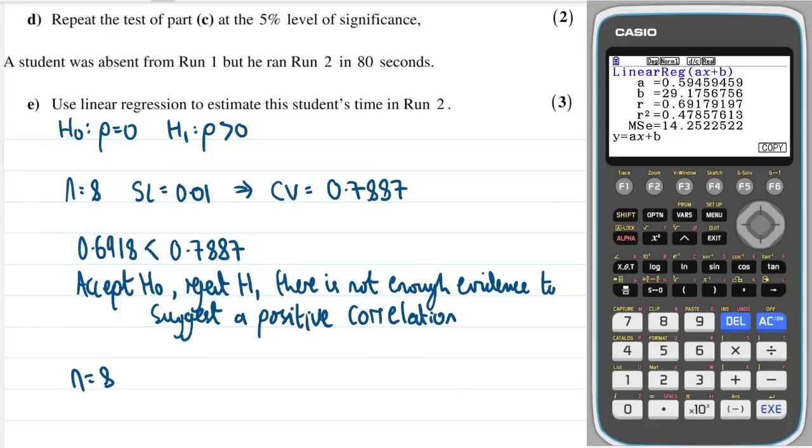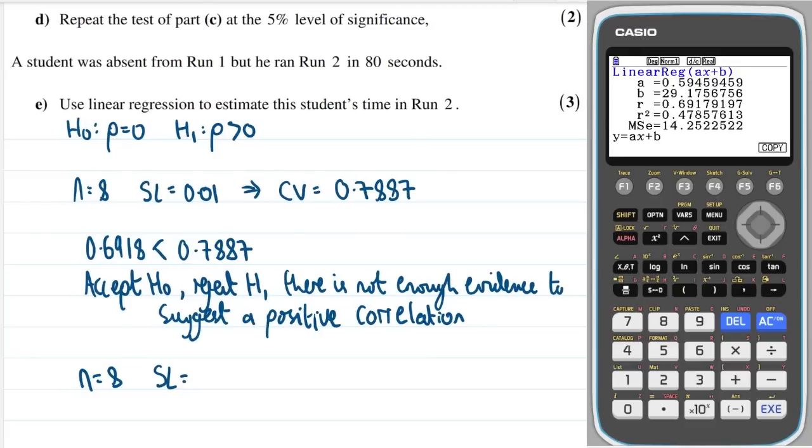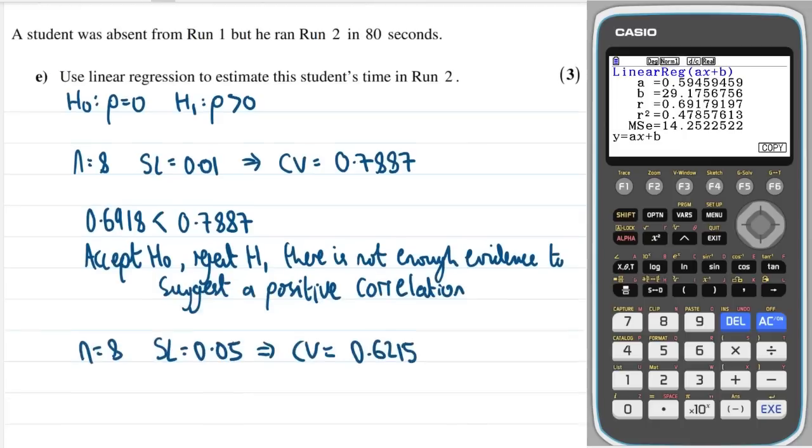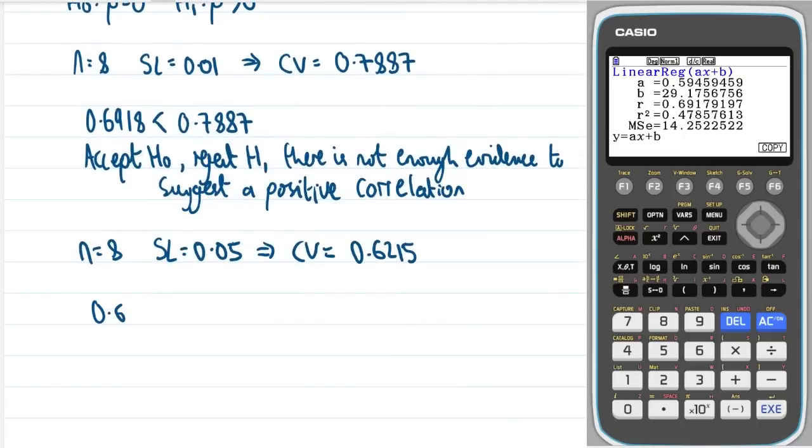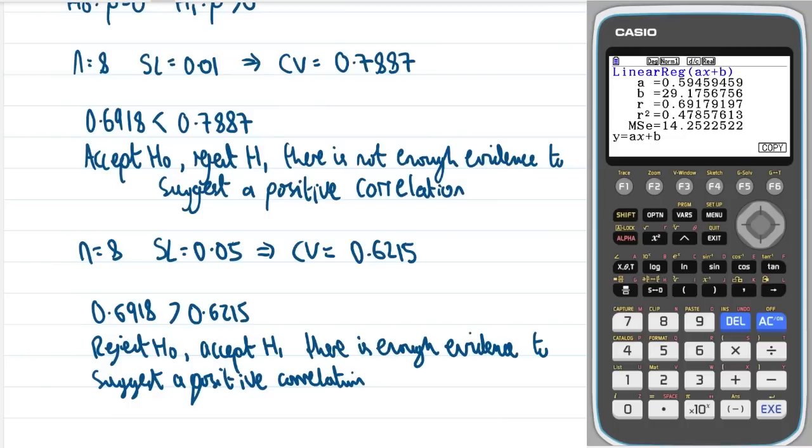Okay, let's move on, and it then asks us to repeat the test at the 5% level. So we still have n is equal to 8. We have 5%, and this therefore gives us a critical value when we check in our statistical tables at the back of our formula book, a value of 0.6215. And then we compare that with our value for r. In this case, our value for r is greater than the critical value, and this means that we reject H0. So therefore we accept H1, and we write that there is enough evidence to suggest a positive correlation.